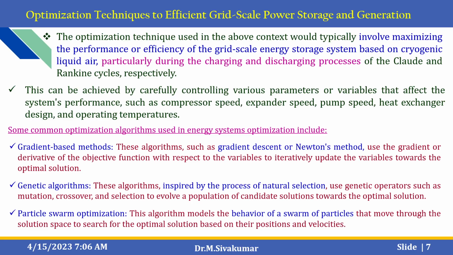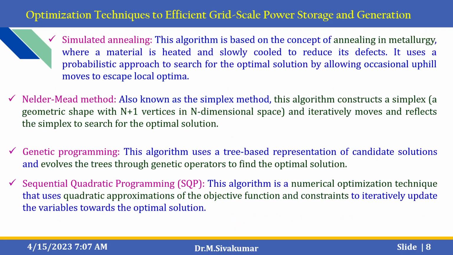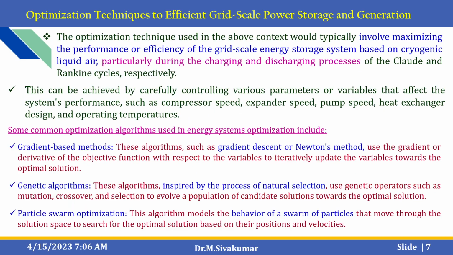The first one is the gradient based method, second is genetic algorithms, third is particle swarm optimization, and the next ones are simulated annealing, the Nelder-Mead method, genetic programming and sequential quadratic programming, etc. Let us see one by one. What are gradient based methods? These algorithms, such as gradient descent or Newton method, use the gradient or derivative of the objective function with respect to the variables to iteratively update the variables towards the optimal solution.